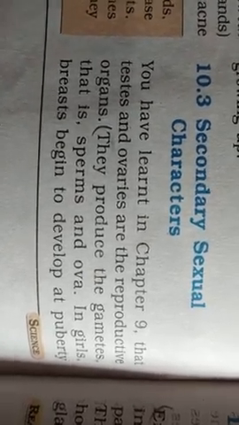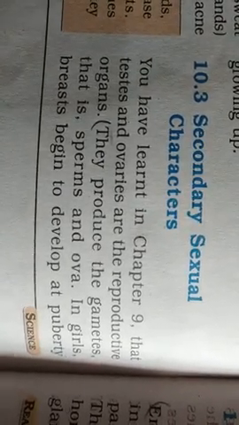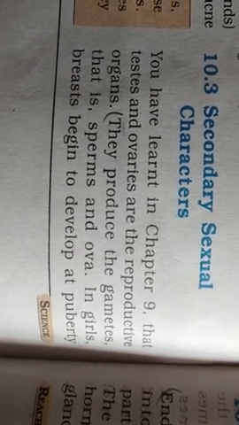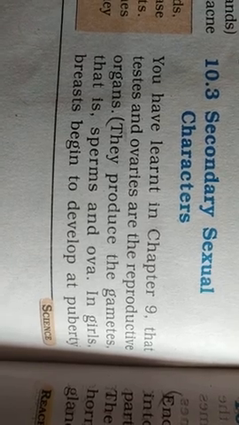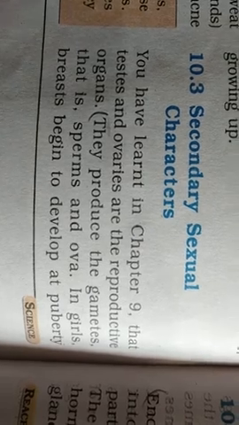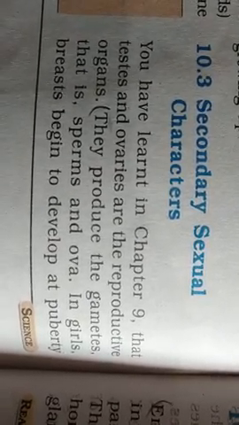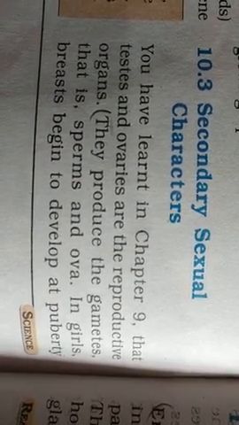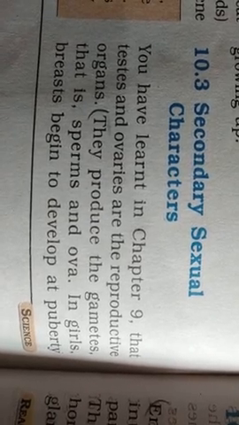Along with this, some characters develop. Those are called secondary sexual characters. Already in the previous lesson we have seen that in males the testes are there, in females the ovaries are there, which are responsible for the production of the male and female gametes respectively. The testis produces the sperms and the ovaries produce the ova, or the eggs.